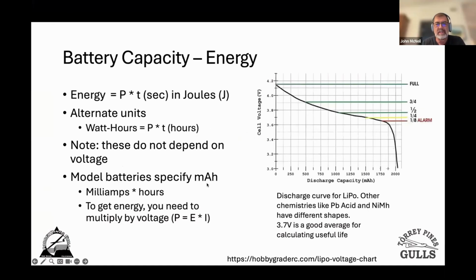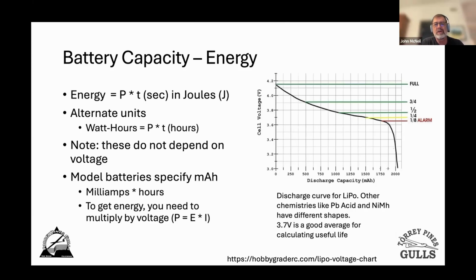Let's talk about battery capacity for a second. What I have on the right is a discharge curve. It shows the voltage versus the capacity. In this case, it's roughly a 2,000 milliamp hour battery. That curve changes shape depending on the chemistry. Lead acid batteries have a different curve than nickel cadmium. If you wonder why you have to have different chargers for different kinds of batteries, it's because of the shape of that curve. That could be a whole other talk.